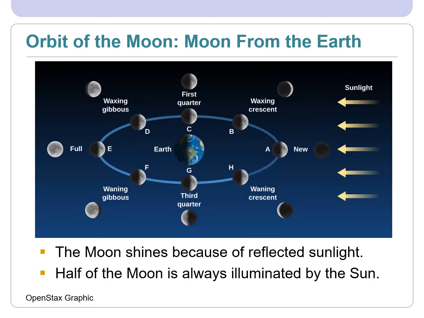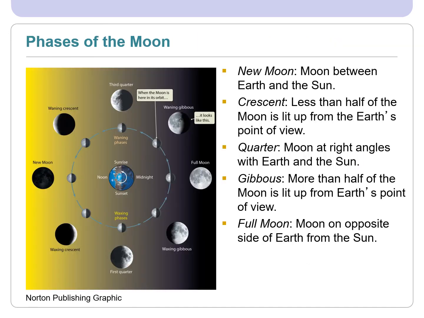The moon shines because of reflected sunlight. Half of the moon is always illuminated by the sun. The phase of the moon is determined by how much of that bright side we see. New moon means the moon is between the Earth and the sun, and so we don't get any of the reflected sunlight. A crescent moon means less than half of the moon is lit up from the Earth's point of view.